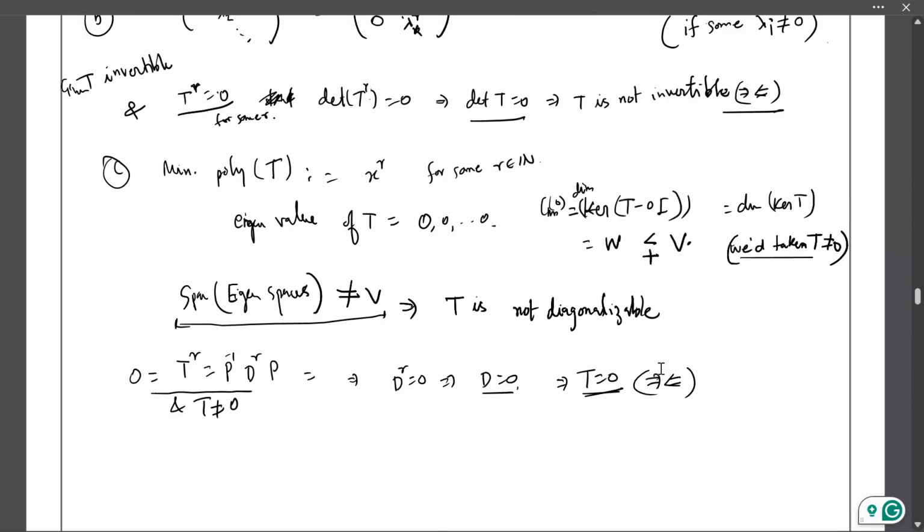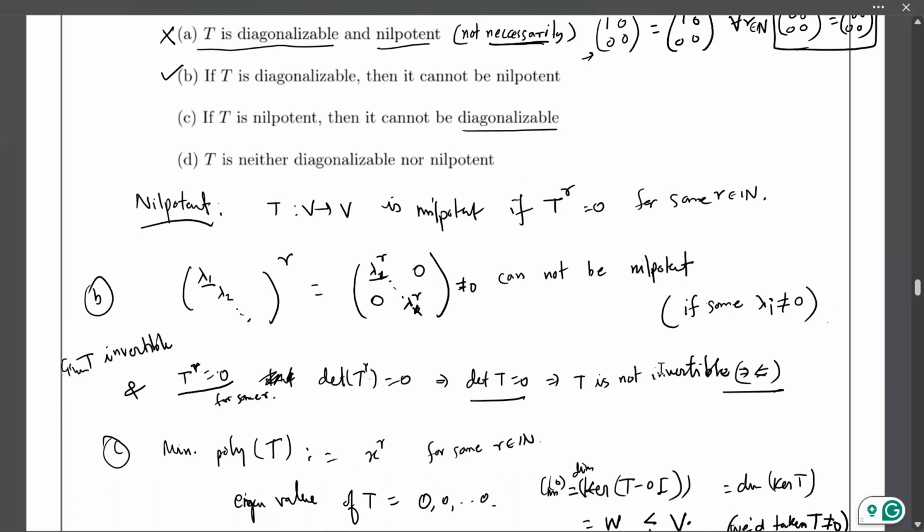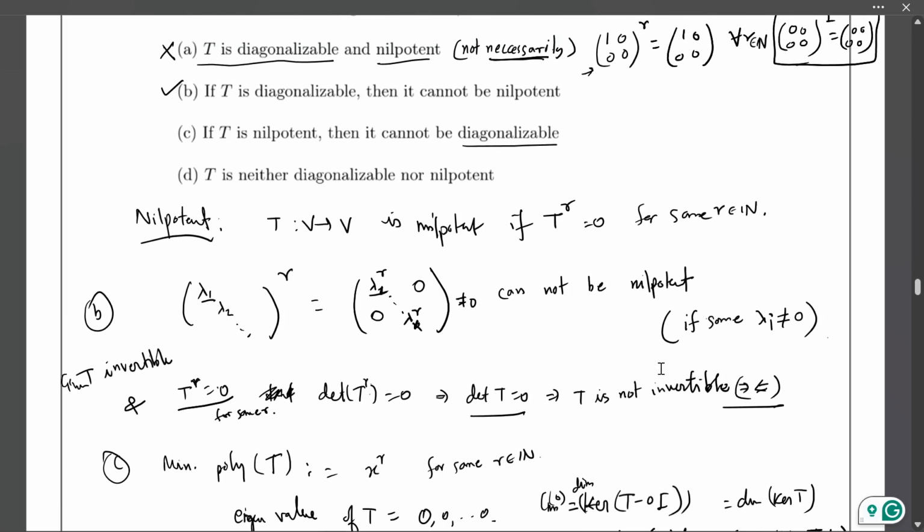But sir, in the question it is not given that T is non-trivial. It may sometimes be trivial. If T is 0, it is nilpotent as well as diagonalizable. If it is not given correctly, you can raise your point. But for the time being, let me make it clear that T is non-zero. In every option, T non-zero is given. And this is incorrect. So this part is anyway incorrect because B is correct.